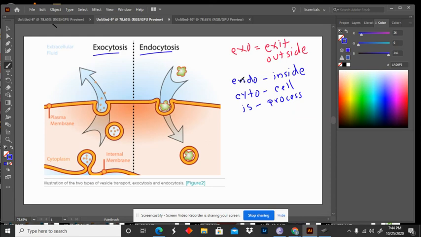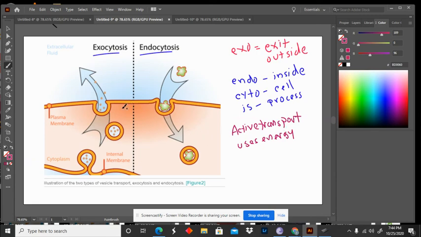So endocytosis is a process where the cell takes things into itself. Exocytosis is when the cell releases or exits something out of itself. These two processes are also a form of active transport. Active transport uses energy. It needs energy to occur.